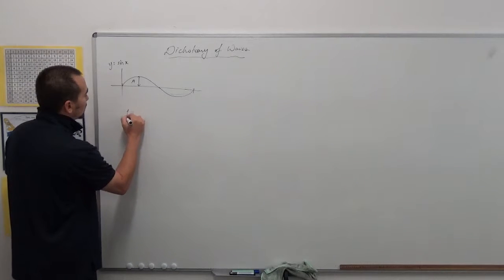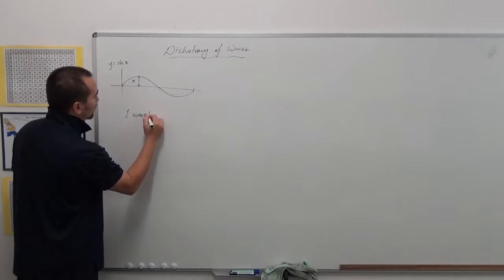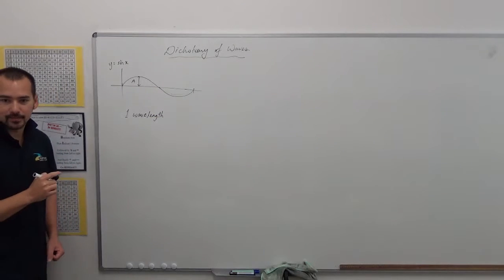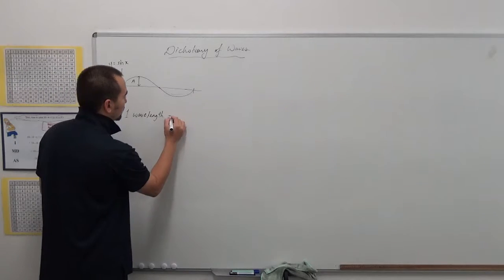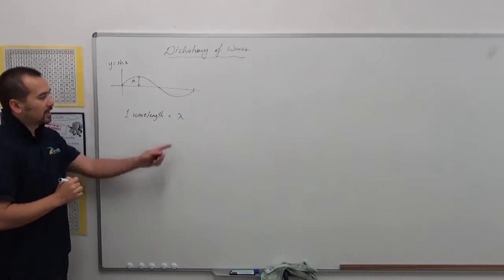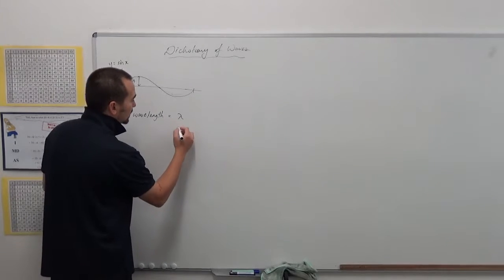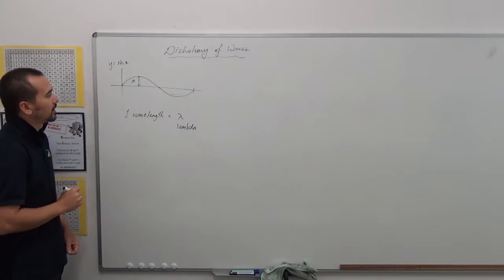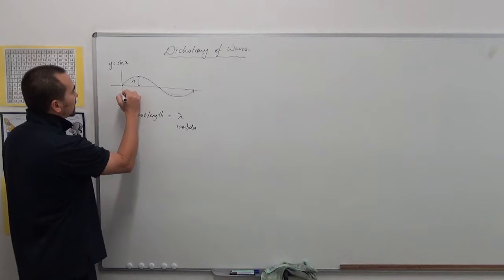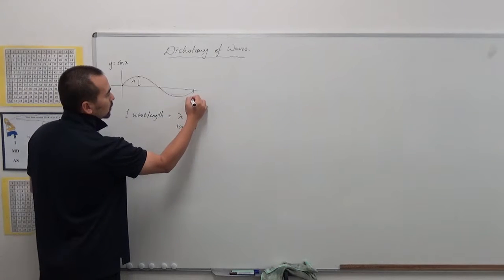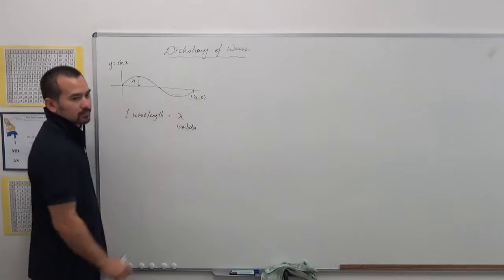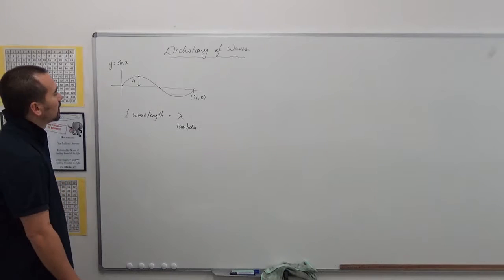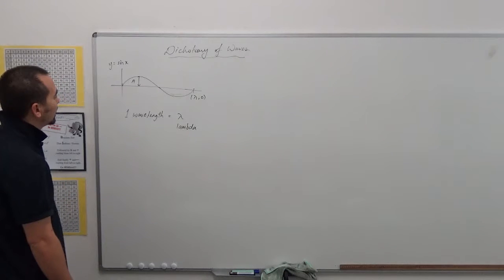So one wavelength has its own symbol, and what is it? It's this Greek letter, and the letter is called lambda. That's right. Lambda. So that's one wavelength. So we would say that this coordinate here would be lambda, 0, because that's a distance lambda.